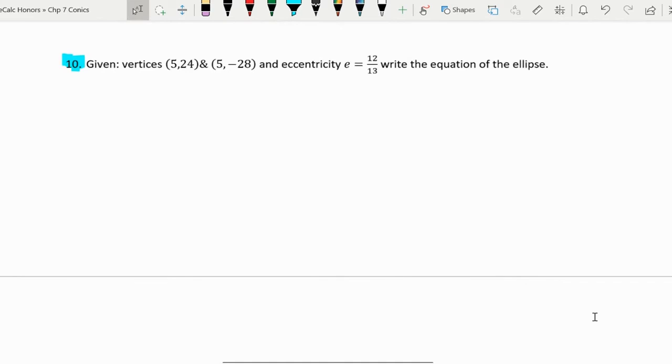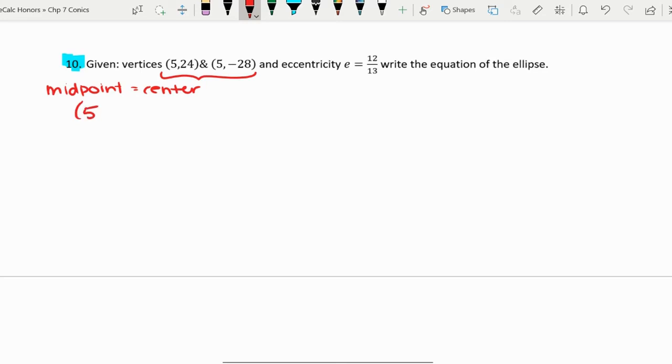So this is similar to what we had last time. We're given vertices and the eccentricity. So I'm going to start the same way we did. These vertices will tell us two things about our ellipse. It'll tell us where to find the center. So I'm going to say the midpoint is the center of our ellipse. So that's going to be 5.